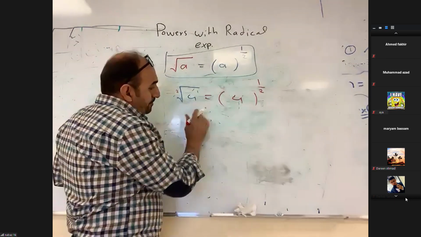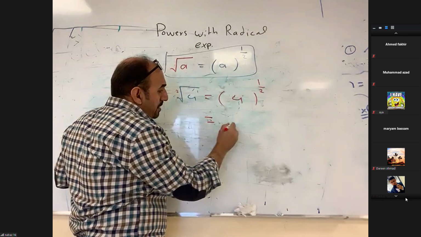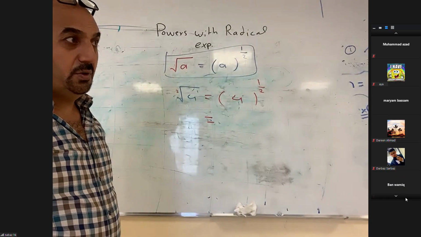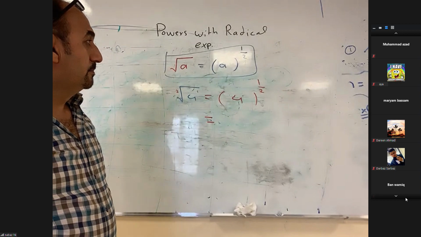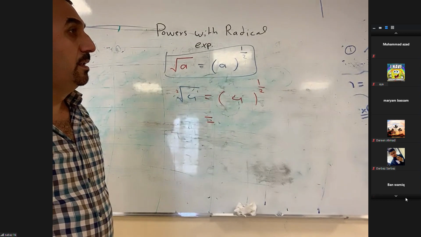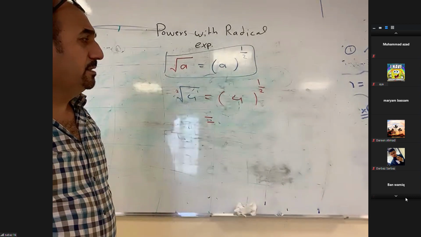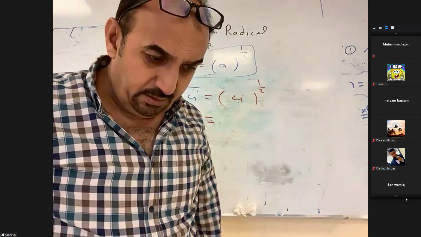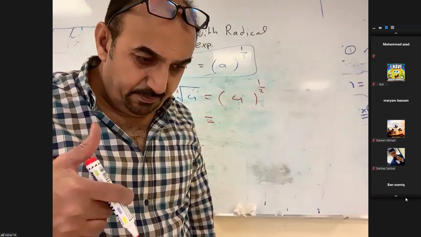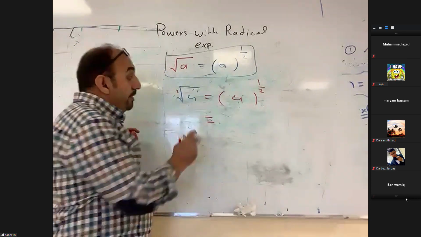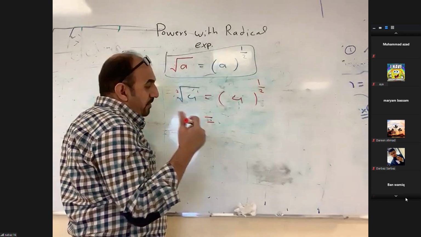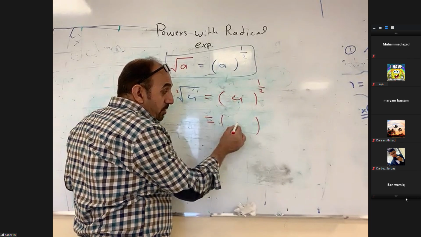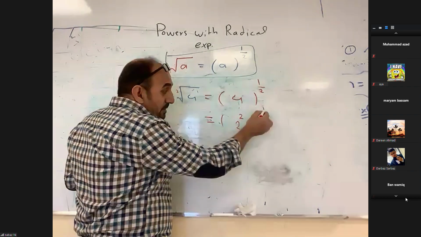Can you first simplify it and after write the power? Like the square root of 4 is 2, and we write 2 to the power of 1. Yes, you can. If your question is about this, we change the 4 here to be 2 to the power 2, and this is 1 over 2.